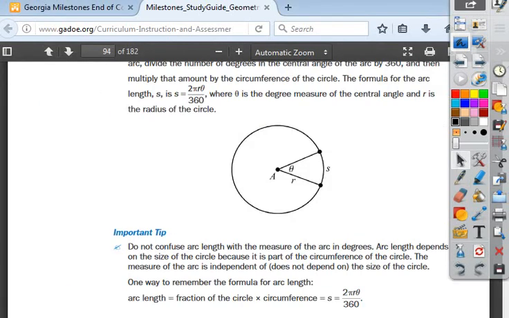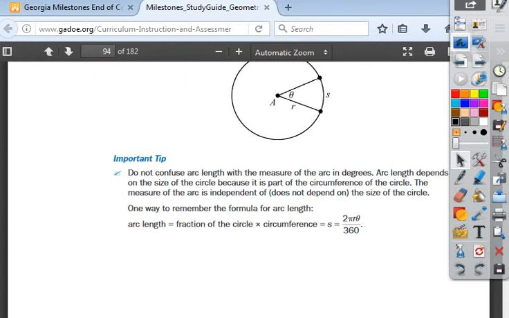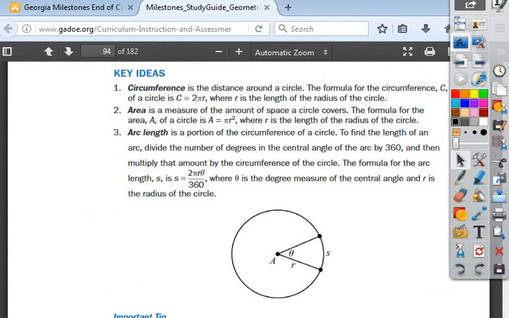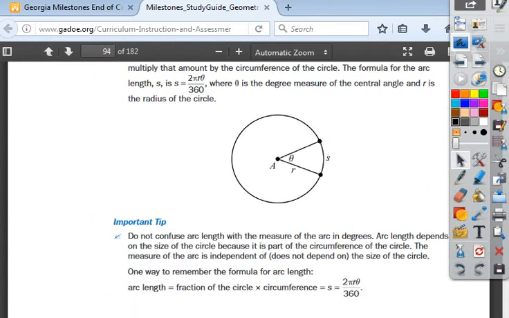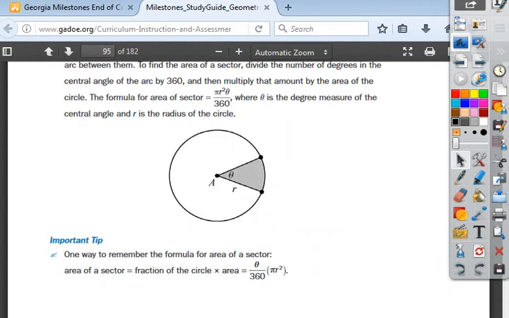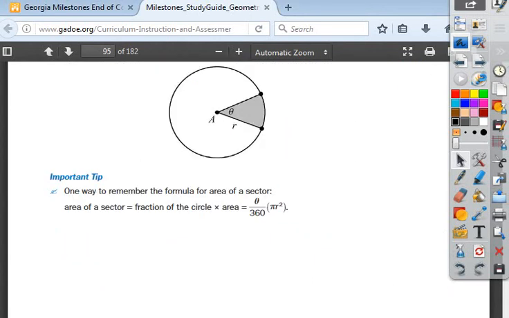If we are finding the area, that's what it's called, or arc length, excuse me, we're going to do degree over 360 times 2 pi r. Why are we doing 2 pi r? That's circumference. That's the distance around the circle. So if it's arc length, I do degree over 360 times 2 pi r. If it's area, I do degree over 360 times pi r squared.